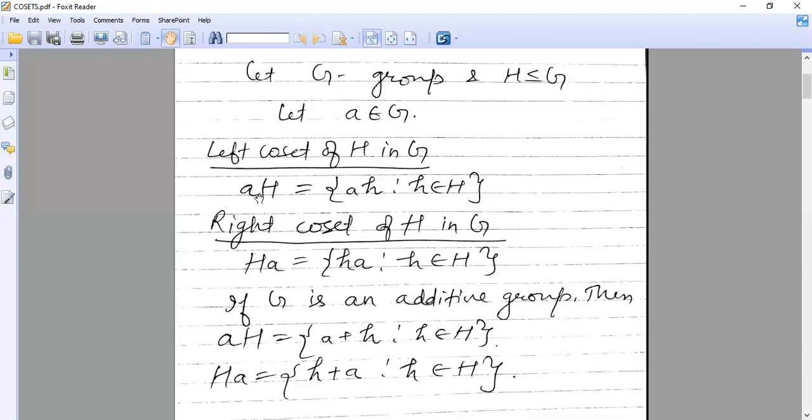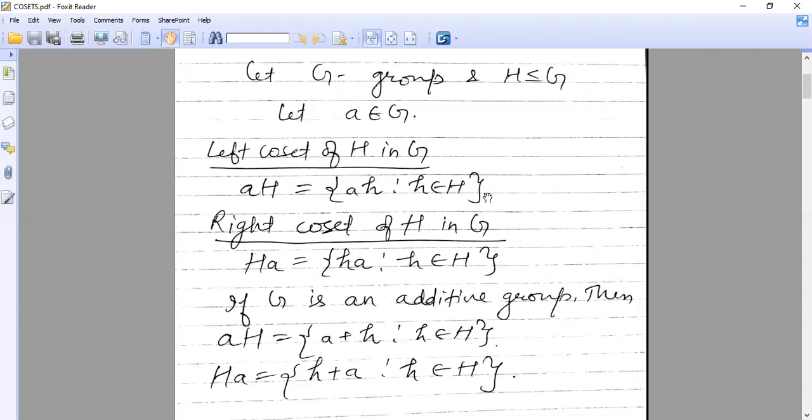Left means the element of G is being multiplied from the left. So aH is the left coset and it is defined as aH = {ah}, so the elements of aH are of this type, ah, such that the small h is coming from the subgroup H. So this is your left coset of H in G.